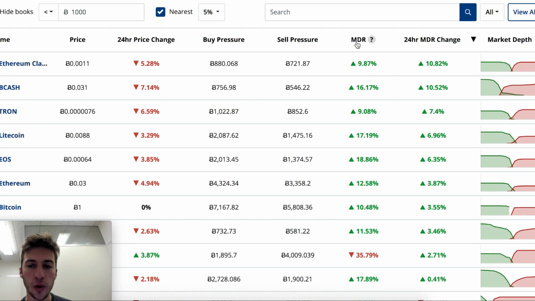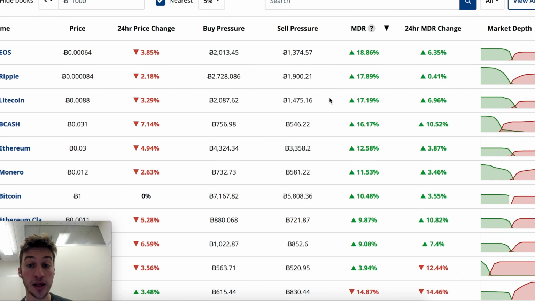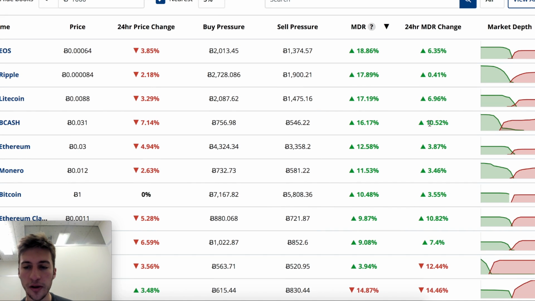Okay. And what has the most positive MDR? It looks like Litecoin has a very positive 5% MDR, and Bcash has a very positive MDR and a great 24-hour change. Basically, you're going to want to look at both of these. And if both are very positive, that's a pretty good sign that the coin is going to move up.